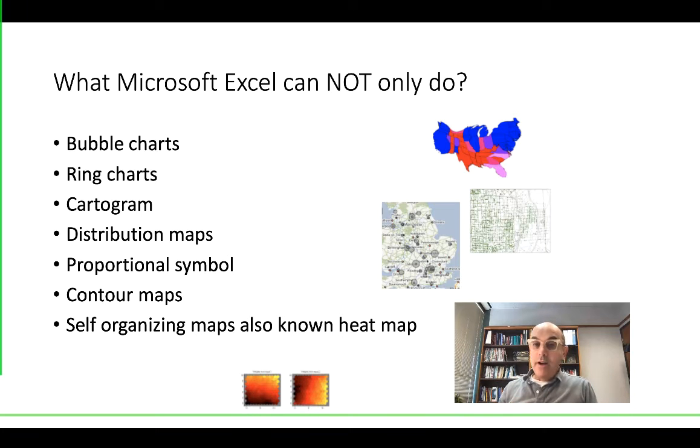So one of the things that I said in the first module is that your professor does not like Excel, and I will try to illustrate that by showing what Excel cannot do with regard to visualization. It cannot do a bubble chart, it cannot do a ring chart, distribution maps and self-organizing maps or heat maps, and so on and so on.